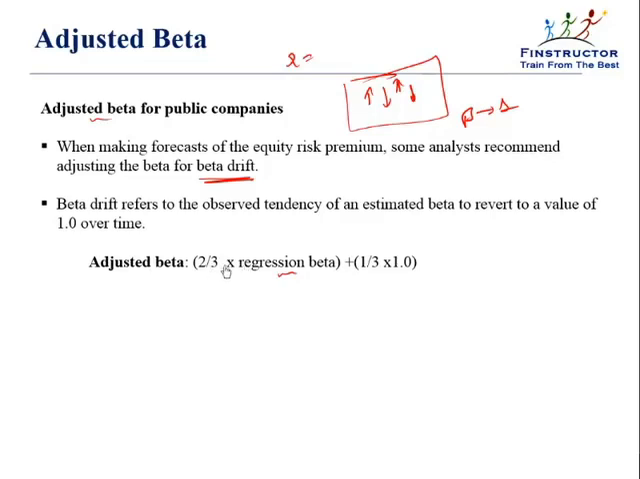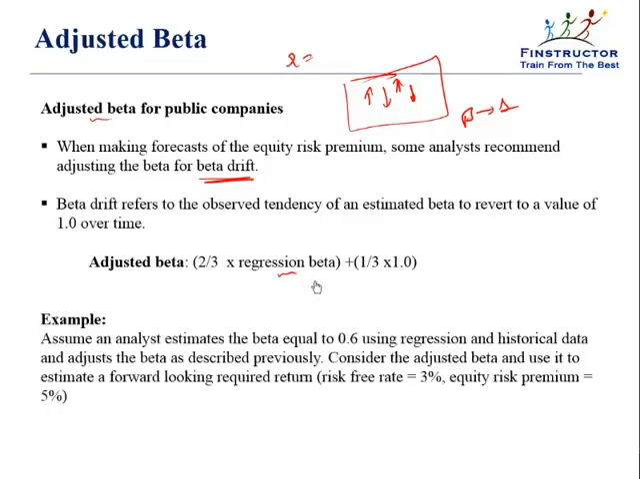That is, 2/3 weight you still place on your calculated beta or the regression beta, and 1/3 you should place on the value of 1, which is where betas have been seen to be trending towards as economies mature. So in the beta calculation, use 2/3 of your calculation and 1/3 of 1.